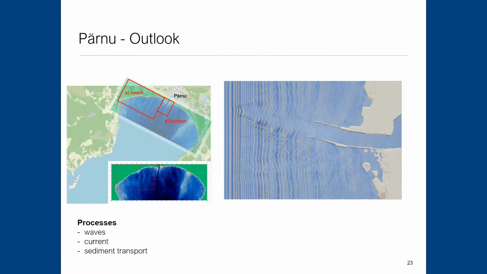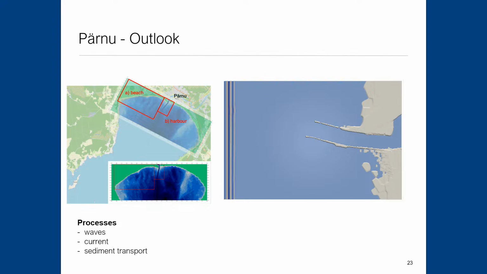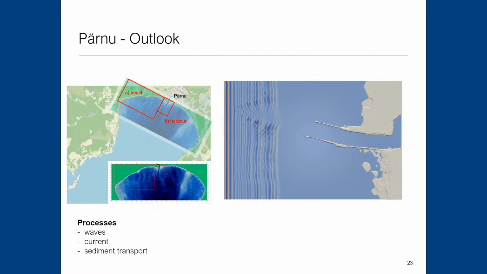Just an outlook. We are working currently on this part at Pärnu. I think we have seen the results yesterday already for this part of the coast. What we want to do there, we want to combine the waves, the current processes with the sediment transport. Maybe I just start the video already. So we have started to put everything in place, manage all the data, and started to simulate the waves at these locations. So this is here the river outlet being modeled.